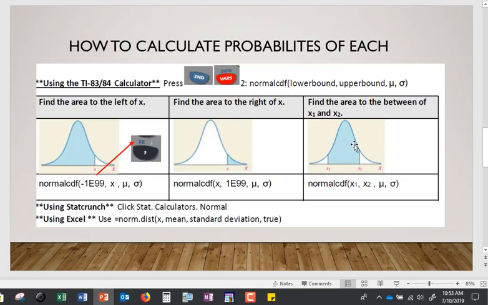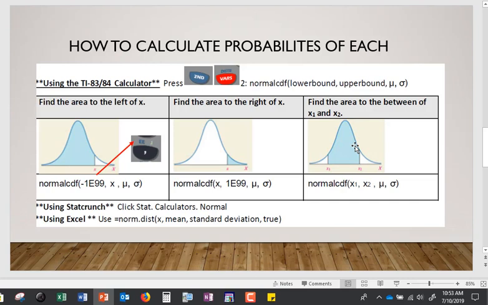If you want to find the area between two numbers, you're going to have to use this function twice. So you first use it for x sub 1. That gives you the area to the left of x sub 1. Then you plug in x sub 2. That gives you the area to the left of there. And you subtract those two values just to find the area in between.